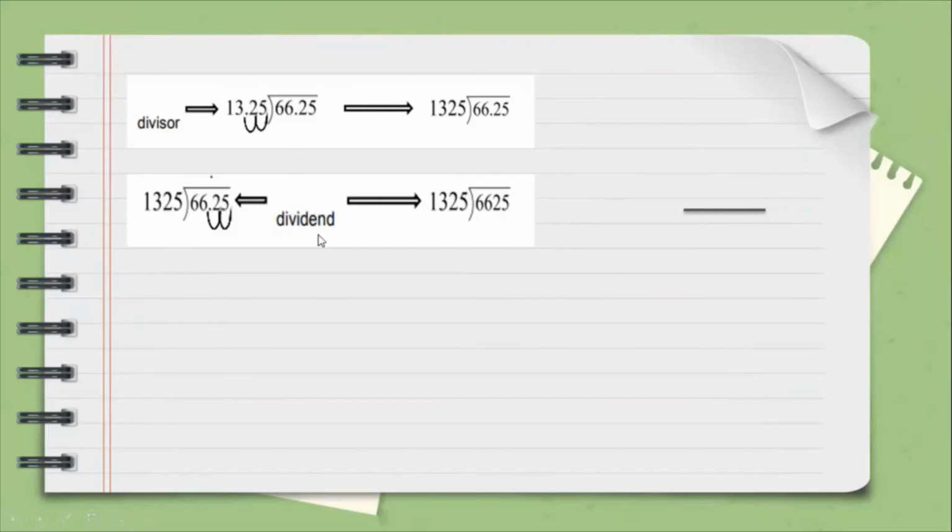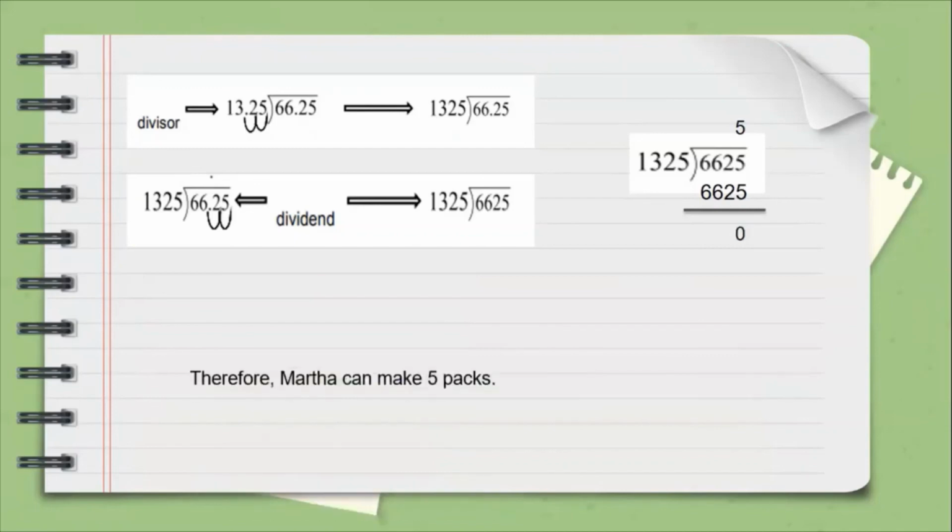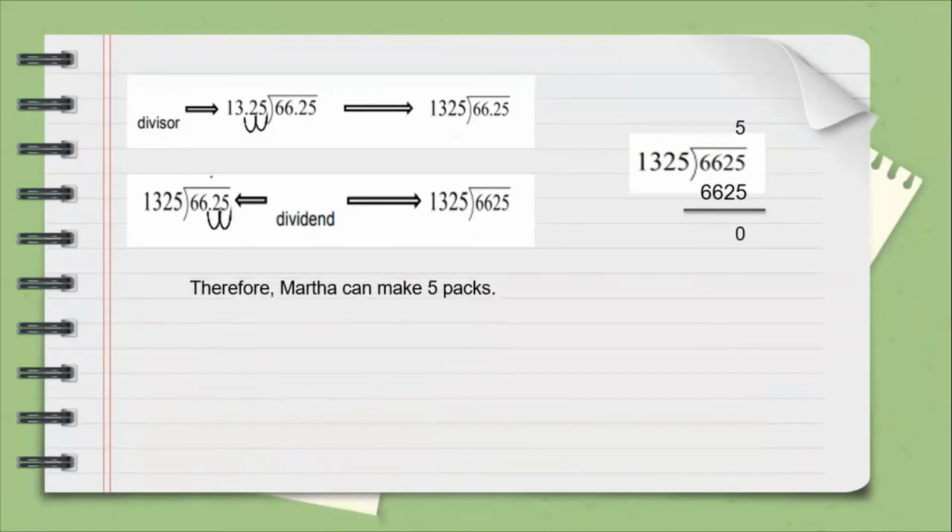Since we already moved the decimal point of our divisor and dividend, that's the time that we could now start dividing. So we have 6,625 divided by 1,325. We have here 5. 5 times 1,325, the answer is 6,625, and 6,625 minus 6,625, the answer is 0. So therefore, Martha can make 5 packs of mangoes.